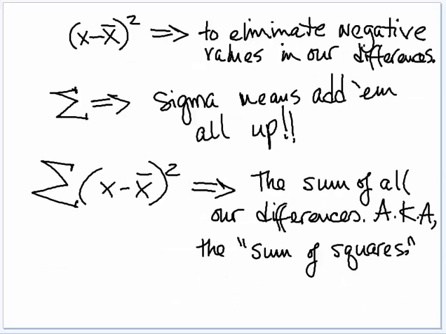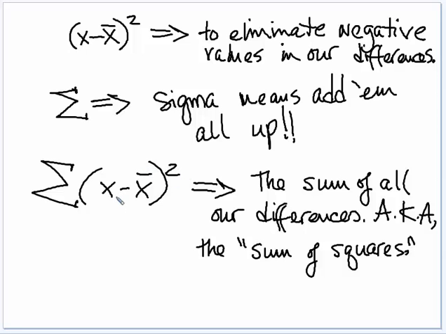I've got some parentheses and I have X minus X bar, and then what's happening to that data? We're squaring it, right? This is (X minus X bar) squared. And we do that to eliminate the negative values in our differences, because some of them are below average, some are above average. That's sigma, and then here we put the sigma, or add them all up, next to the quantity X minus X bar, squared.